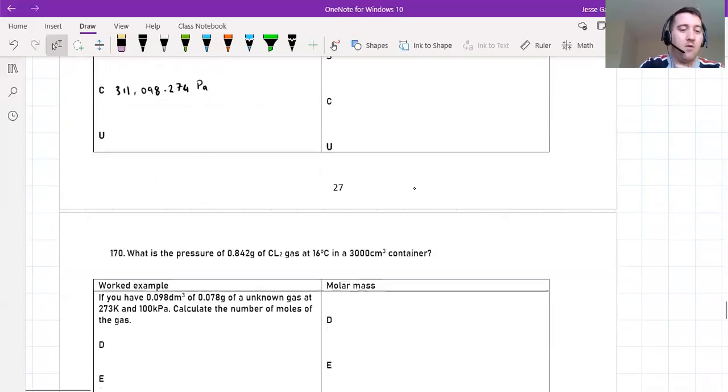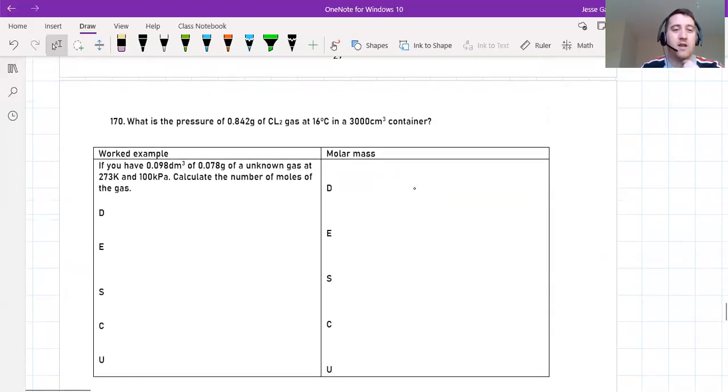The last thing we're going to look at is how do we rearrange it to get the number of moles, n? In this question, look what it's been asking for. Calculate the number of moles of the gas. So n is the unknown, and this is the most common way that it gets asked in the exams. So n equals question mark. That's where we will see this.